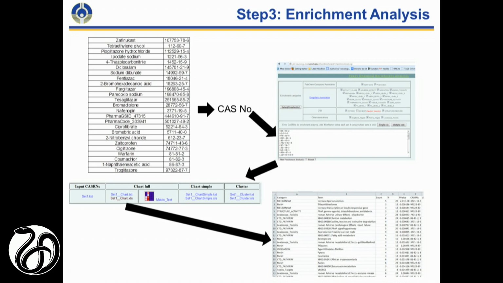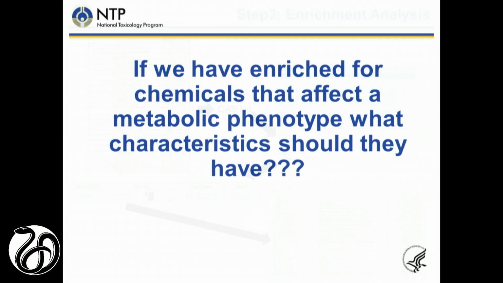You drop the CAS numbers in, and just like you would with gene ontology enrichment analysis, you get out a set of enriched processes or categories of biological activity for these chemicals. Just to clarify, if we have enriched for chemicals that affect a metabolic phenotype, what characteristics should their neighbors have, assuming my hypothesis is correct? If I got a bag of chemicals that are particularly enriched, what annotated biological process should I see? I'm thinking probably fatty acid metabolism, maybe some neurological function, something like thiazolidinediones, which are the PPAR gamma class of chemicals that are known to affect adipocyte differentiation. I should be pulling these chemicals out if my hypothesis is correct.